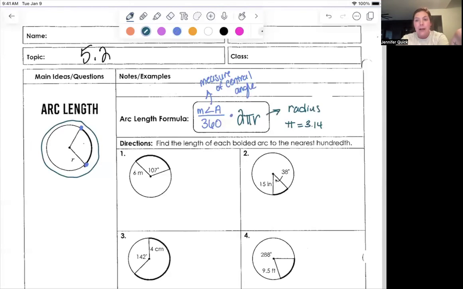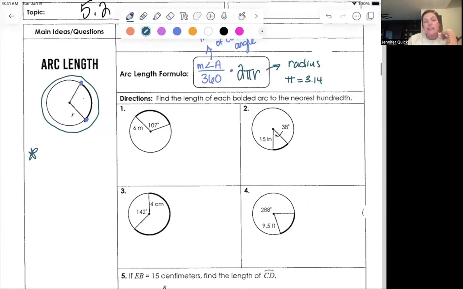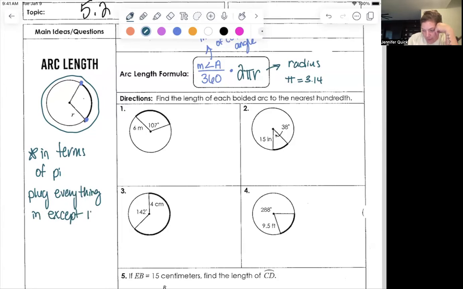Okay, now you can use the pi button on Desmos. You can use the pi button on your calculator. Don't really care, doesn't matter. This is asking for nearest hundredths. I will also tell you that sometimes questions ask for the answer in terms of pi. Okay, what does that mean? It means plug everything in except for pi. So you're going to get everything but pi. And I'll show you what that looks like in a couple of the examples until you kind of get it.